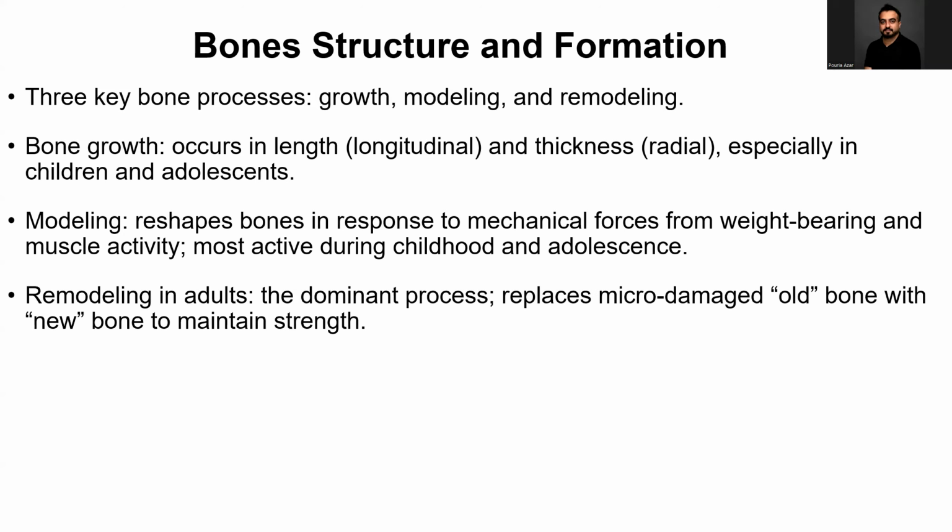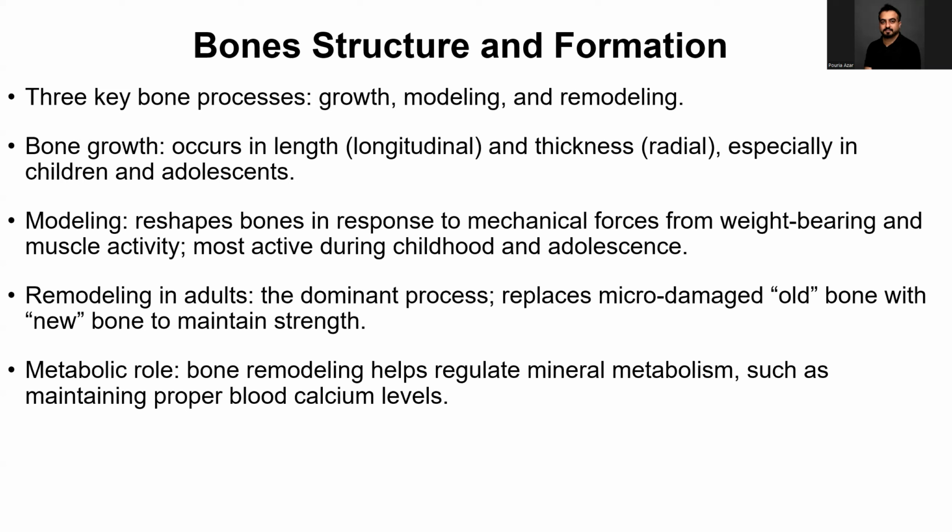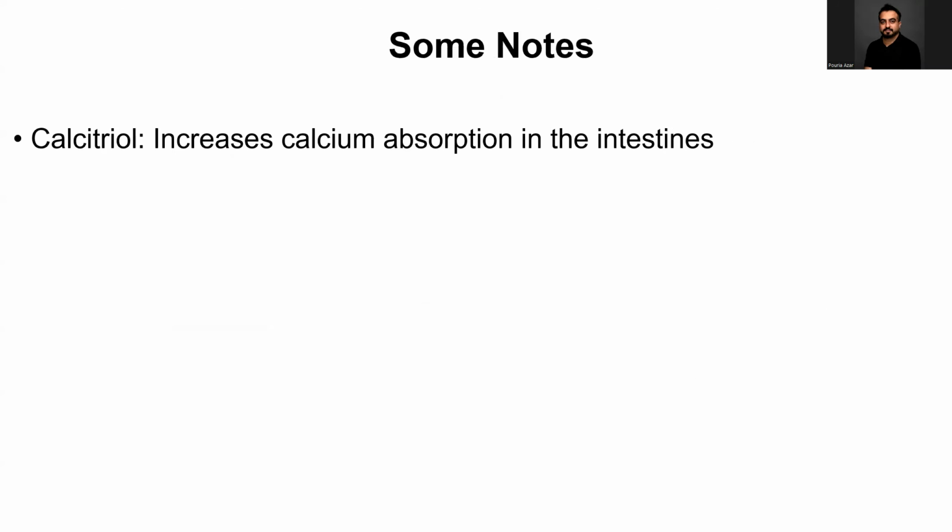The bone process we see the majority of the time in adulthood is remodeling. This is the dominant process in adults. It replaces micro-damaged old bone with new bone to maintain strength. Bone remodeling, which happens in adults, regulates mineral metabolism, such as maintaining proper blood calcium levels.